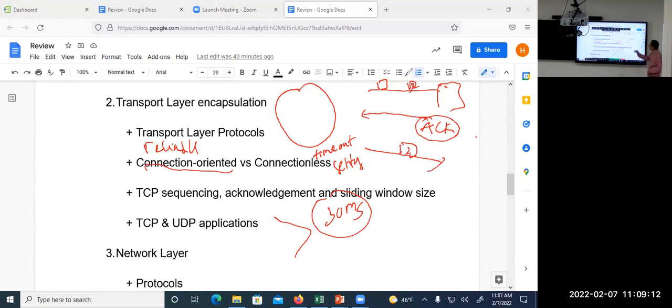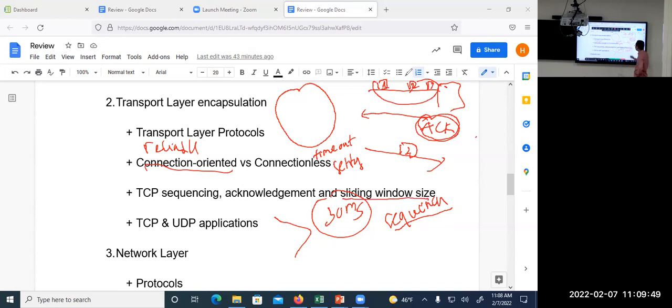That is called sequencing. Sequencing means you put a number on each segment: number 1, number 2, number 3, and so on. When you maintain the sequence number, you have some benefits. The first one is that you can make sure whether the destination received it or not, and if not, you can retransmit it. The second one is that by maintaining the sequence, you can reorganize the segments in the original order.